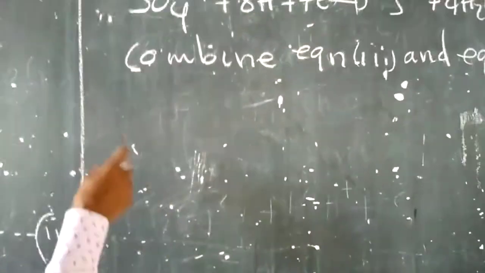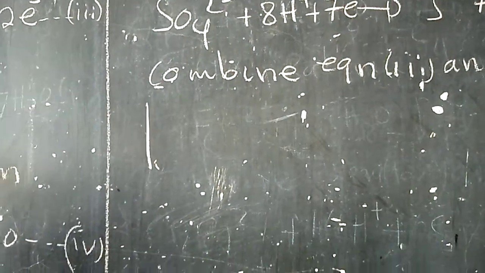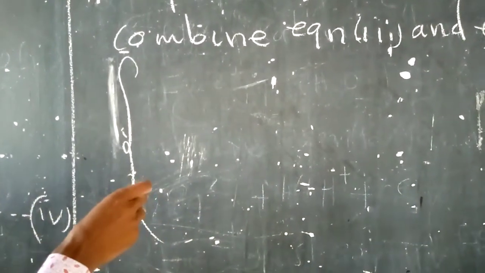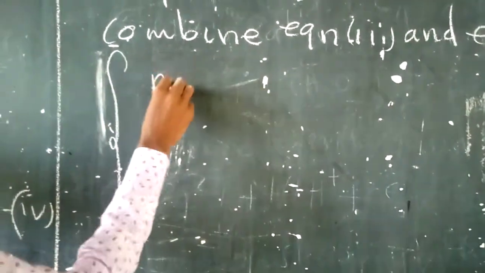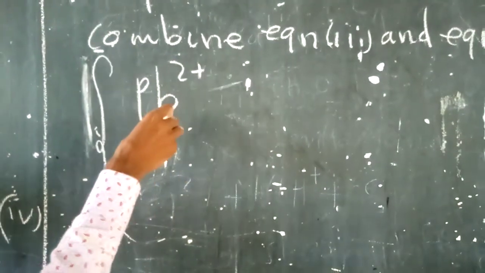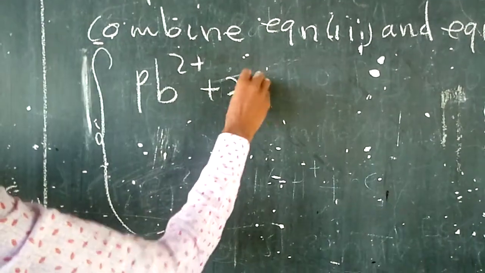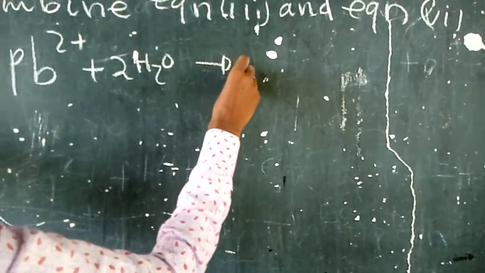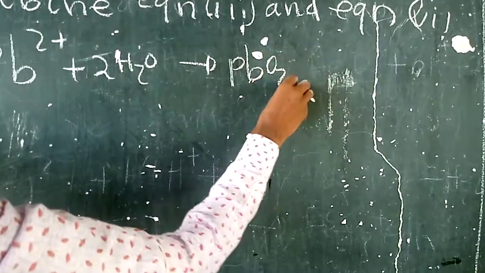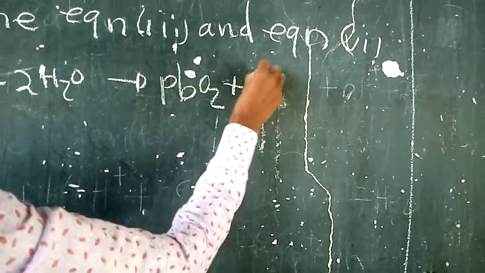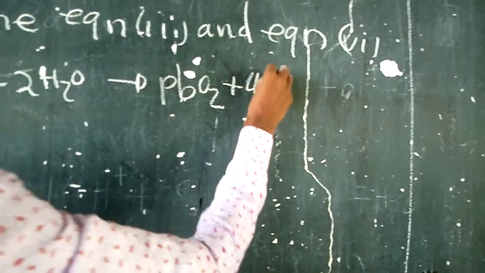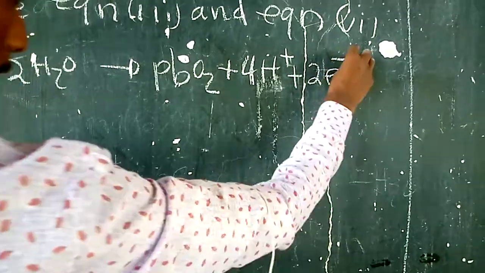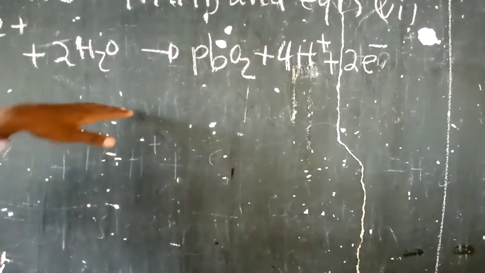So we take our equation 3, which is this one: lead plus 2 water molecules to get lead oxygen 2 plus 4 hydrogen protons plus 2 electrons. And this is equation 3.